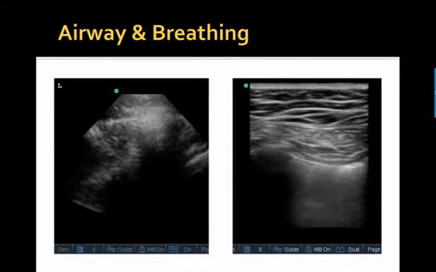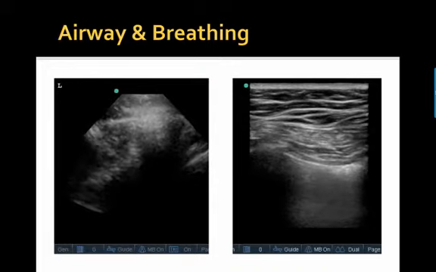Now here are just a few other examples. The image on the left, you can see the lung slide at the very top of the image, and on the right, this is actually called a lung point. You can see the interface between the pneumothorax and the normal lung.